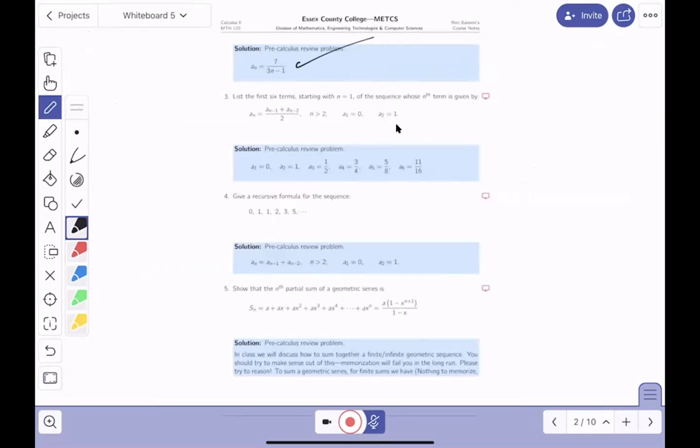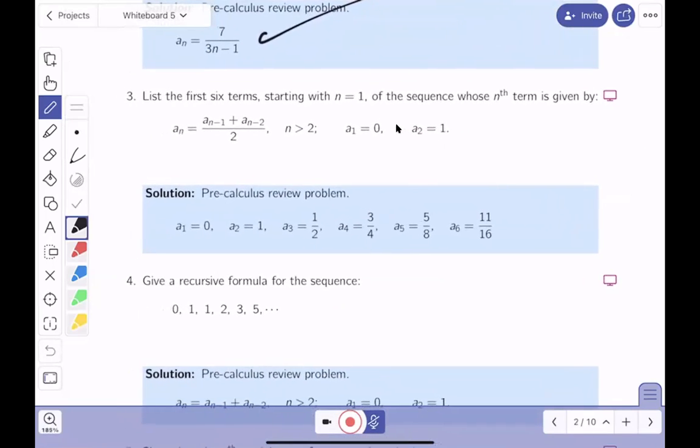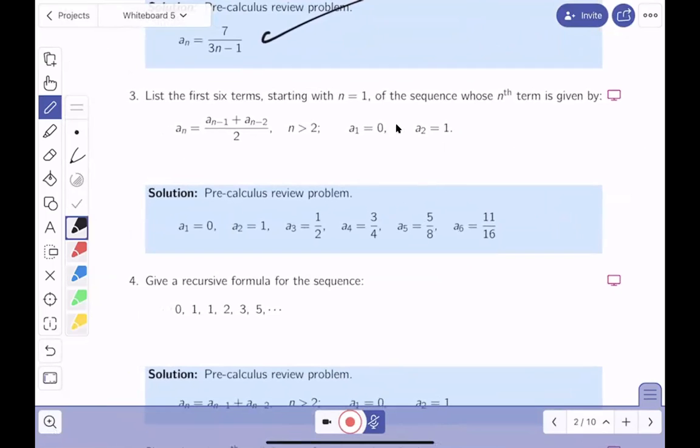Got it. All right. Now this one over here, it says list the first 6 terms starting with n equals 1. Gee, they gave that to me. They gave me a_2 too. I can't complain about that. I got the first 2 correct. Gee, what's a_3 then?